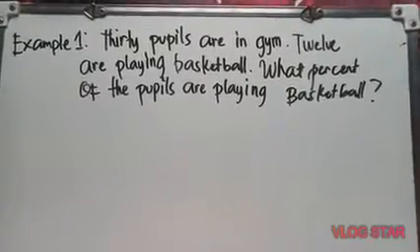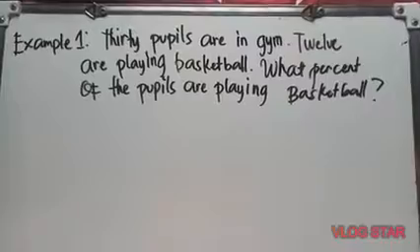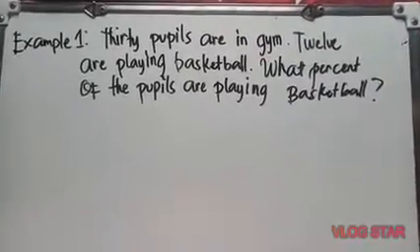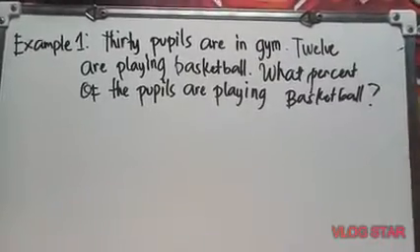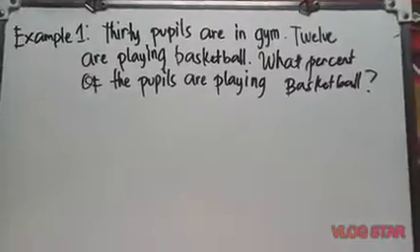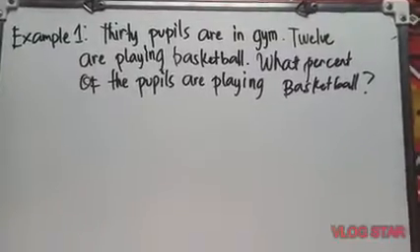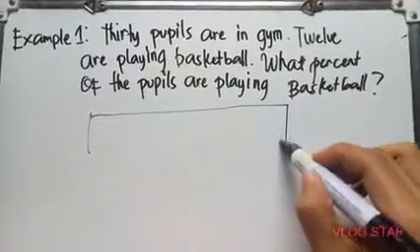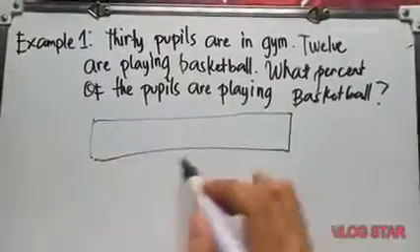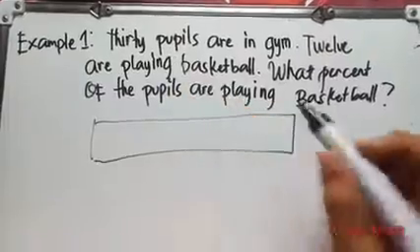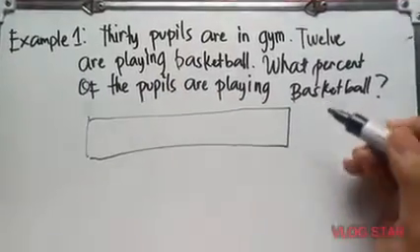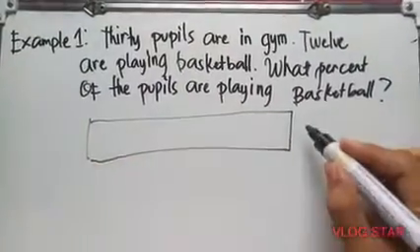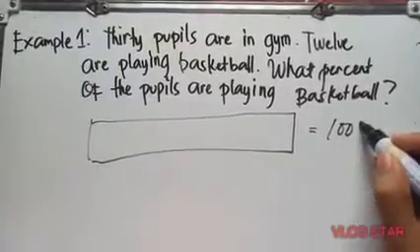First example: 30 pupils are in the gym, 12 are playing basketball. What percent of pupils are playing basketball? We can solve this problem using a table. Let's say this table is 30 pupils, and this one is considered as 100%.